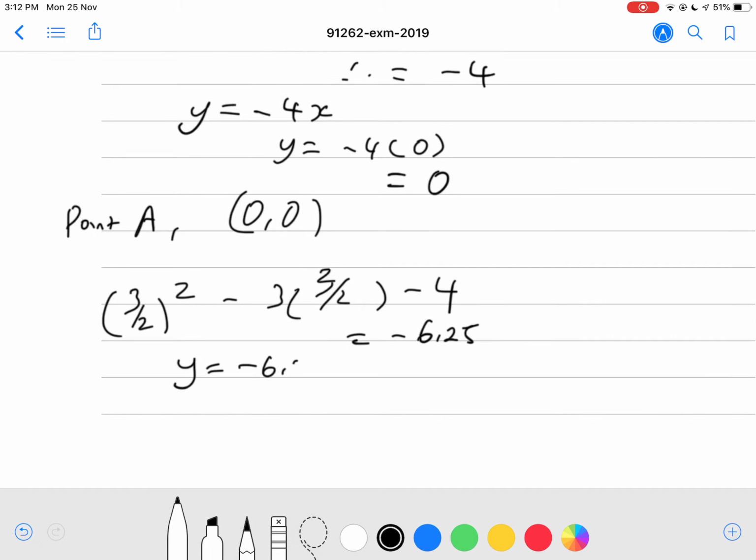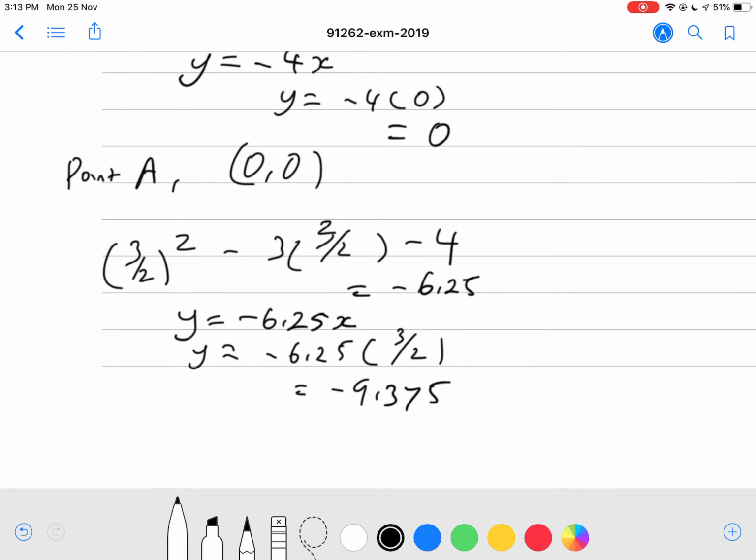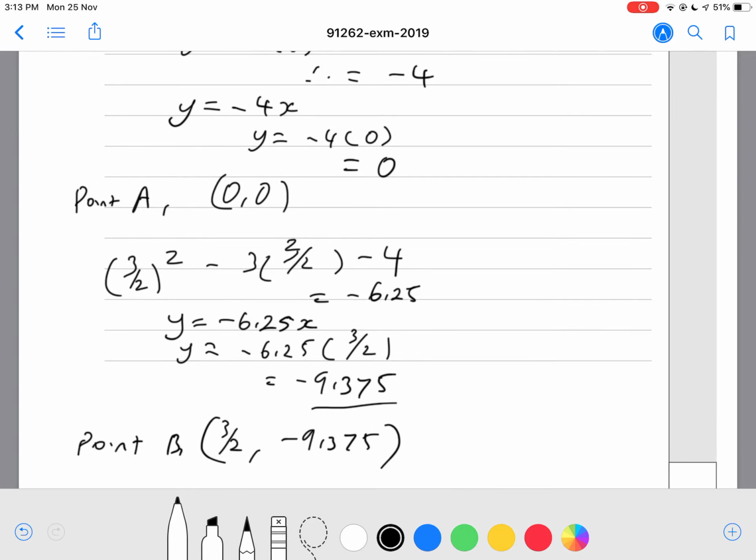So y equals -6.25x. And in order to find this y point, we can just substitute our x point into our tangent. So y equals -6.25 times 3 over 2. And that should give us an answer of -9.375. So our point B would be 3 over 2 at -9.375, and the equation of the tangent would be y equals -6.25x. And that would be all for this question.